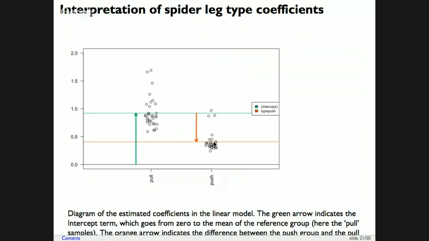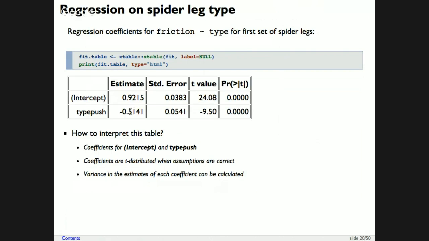Right, so what will happen to the intercept term then? What would the intercept look like on here? What happens to this green line? No, the green line is still the mean of the reference category. So the intercept is the mean of the reference category. So what would be the intercept if we change pushing to the reference category? It will be 0.41. Yep, so 0.92 minus 0.51, that's 0.41. That would be the new intercept.